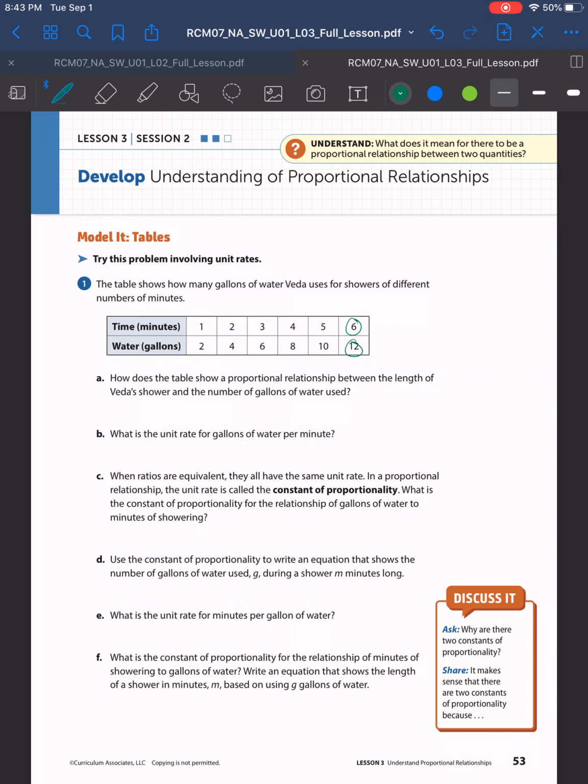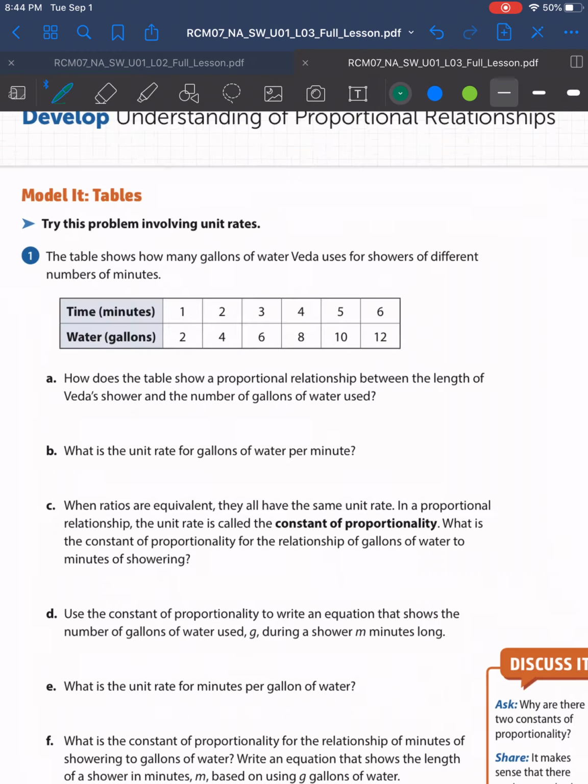The table shows how many gallons of water Vita uses for showers of different numbers of minutes. I don't know if Vita is a he or a she, but I'm going to say she. If she is in the shower for 1 minute, she uses 2 gallons. She's in there for 2 minutes, she'll use 4, 6, 8, and so on. So, is this a proportional relationship? That's what A is asking.